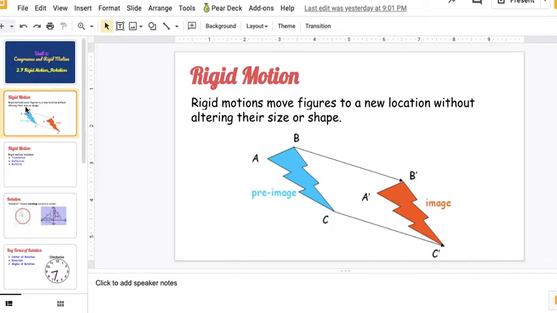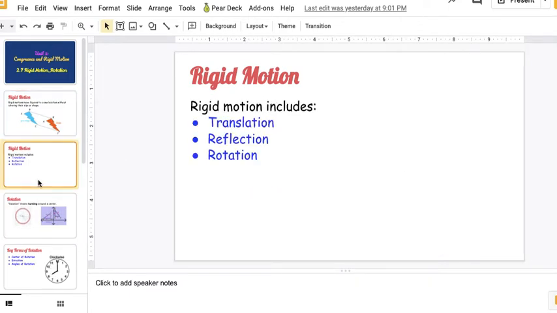And also, as we mentioned before, the figure before the move is called the pre-image, and after the movement is called the image. We prefer using a little comma to label the image, which is called prime: A prime, B prime, C prime. Rigid motion has three kinds: translation, reflection, which we already talked about, and rotation. So today the focus will be rotation.